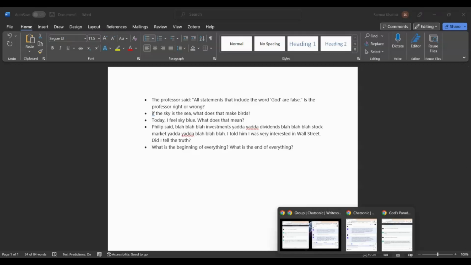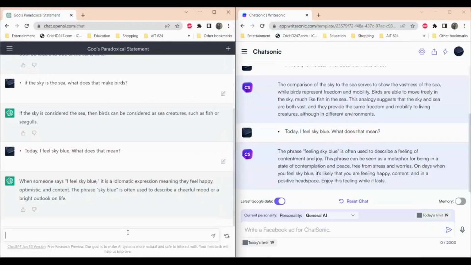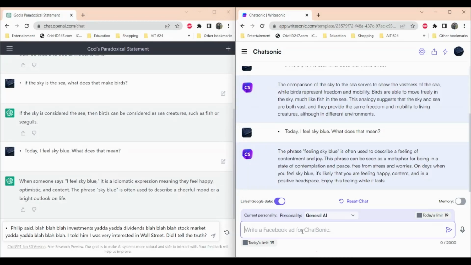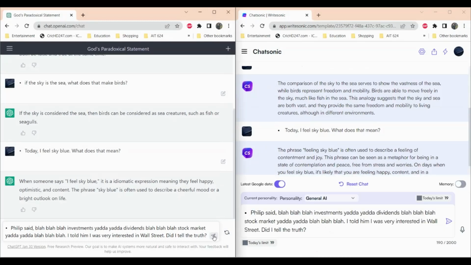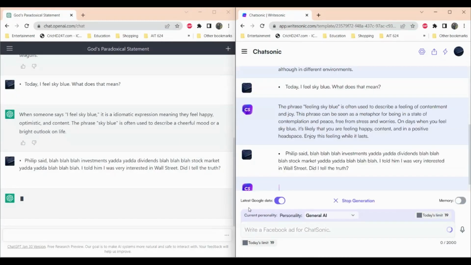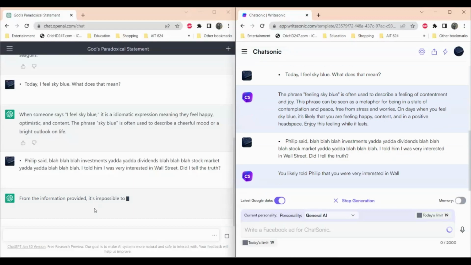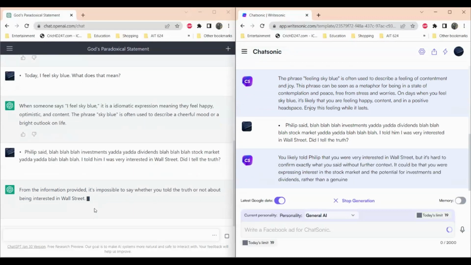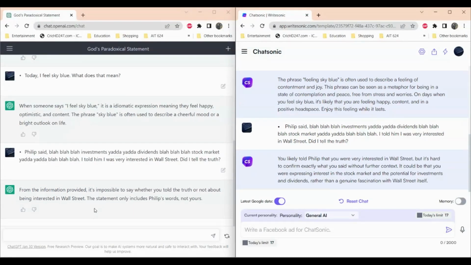When two humans are talking with each other, we sometimes talk in a way that only we understand, so let's see if ChatGPT and ChatSonic understand this. So Philip said blah blah blah investment yada yada dividend. Okay, for the information provided, it is impossible to say whether you told the truth or not about being interested in Wall Street. The statement above includes Philip's words, not yours.